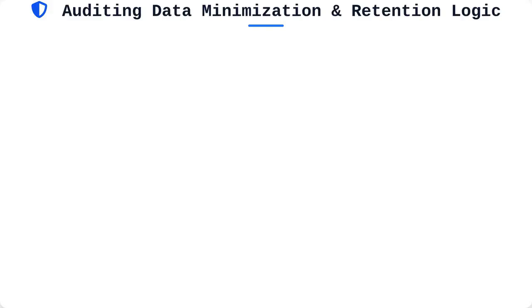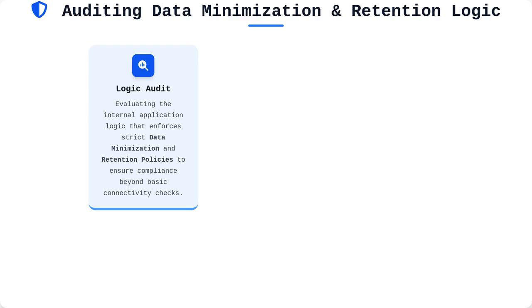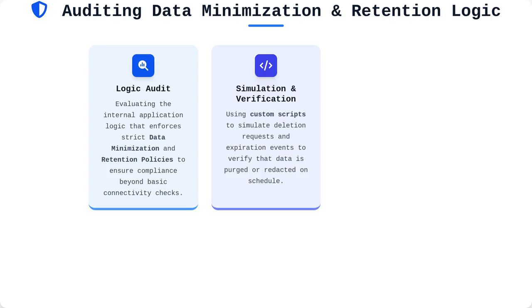Beyond basic connectivity checks, we must also audit the application logic that enforces data minimization and retention policies. Custom scripts can simulate user deletion requests or data expiration events to ensure that data is purged or redacted according to the configured retention timelines. For example, if a policy dictates that user metadata must be removed after 90 days, a technical audit script should periodically query the database for records exceeding that timestamp to confirm they are indeed being processed for deletion.